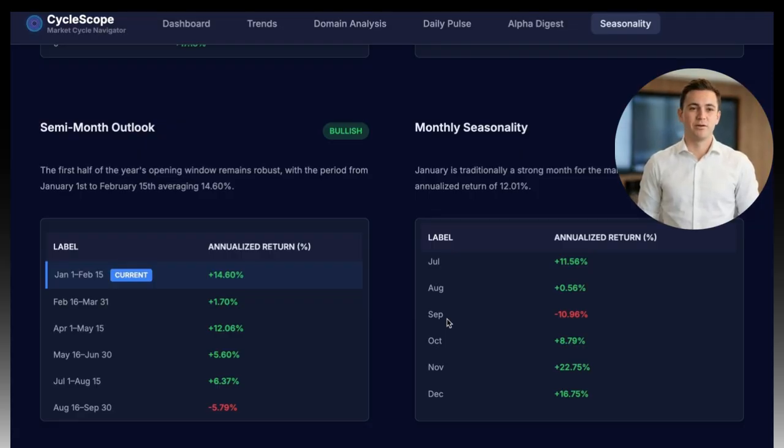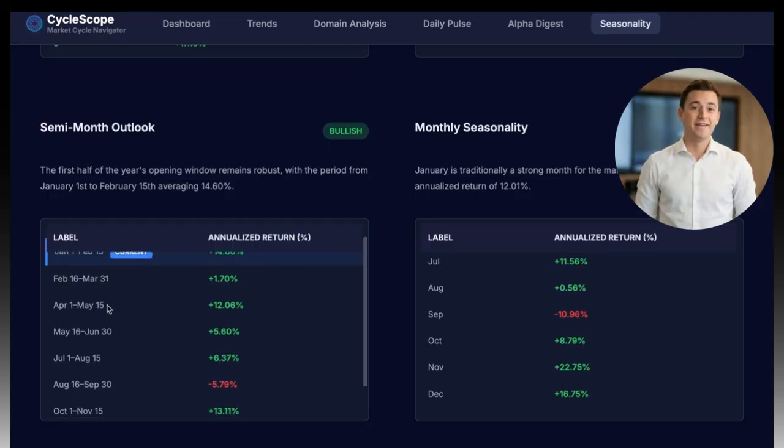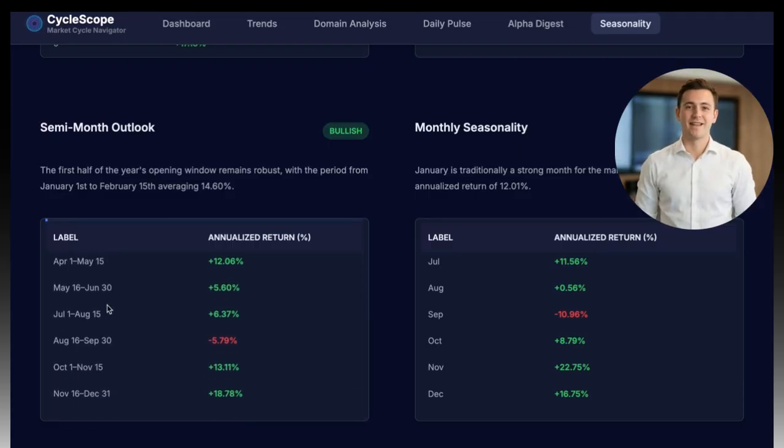But let's get smarter. Layer 2 is the semi-month outlook. This is where it gets interesting. We analyze 6-week periods that often cross over month-end boundaries. Why? Because market trends don't care about the calendar. For example, the famous Santa Claus rally isn't just December. Our data shows the strongest period of the year is actually November 16th to December 31st, with a massive 18.78% return. This layer captures those crucial multi-week trends.